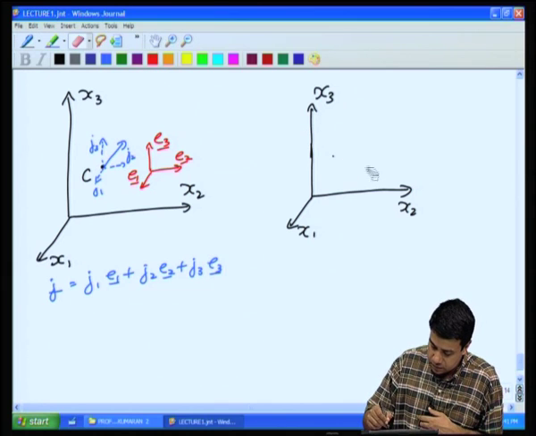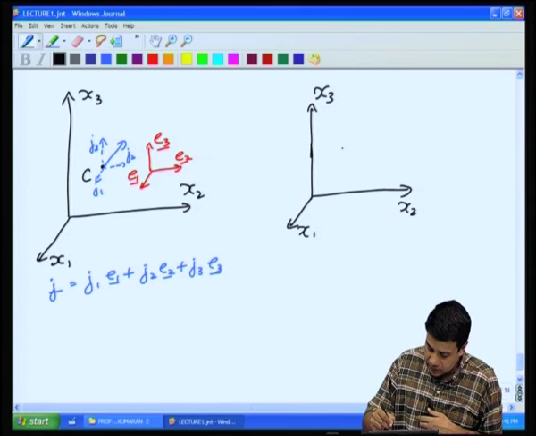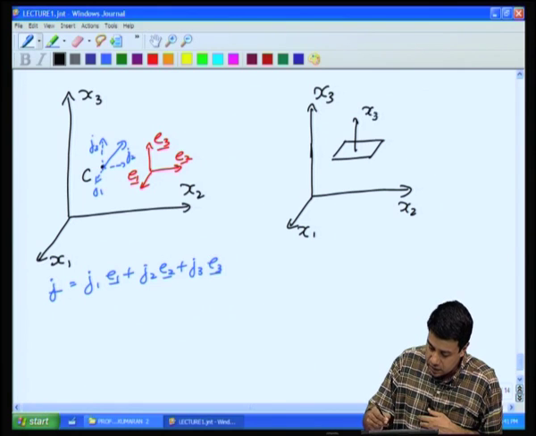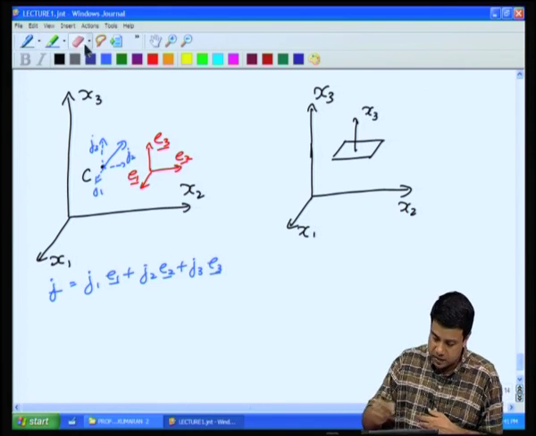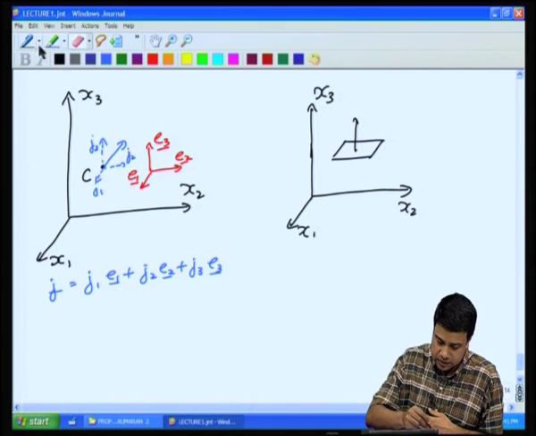Now, if I have the unit normal, for example, in the x3 direction, so this unit normal is actually E3, this is E3.